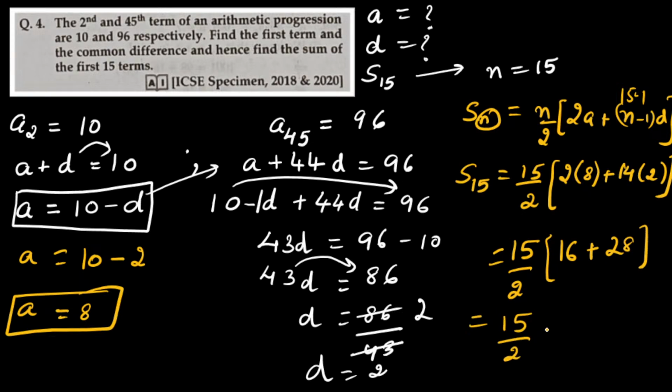So 15 by 2 into 16 plus 28, which is 44. We'll do cancellation here, giving 22. So 15 into 22 is 330. Is it 330? As you all are getting the same answer, 15 into 22 is 330. So we have done the fourth question also.